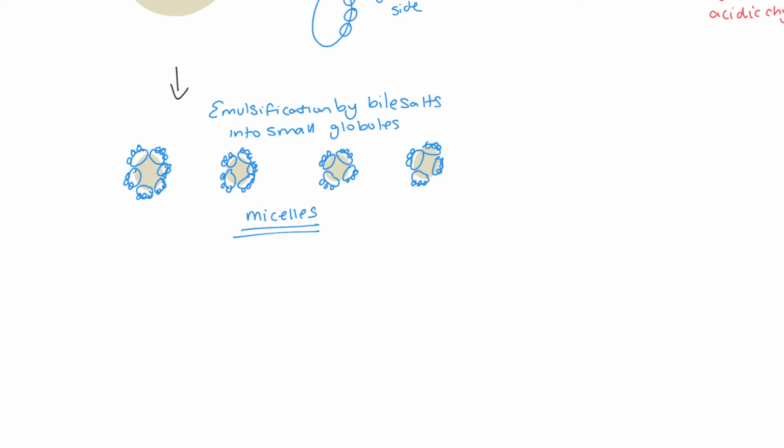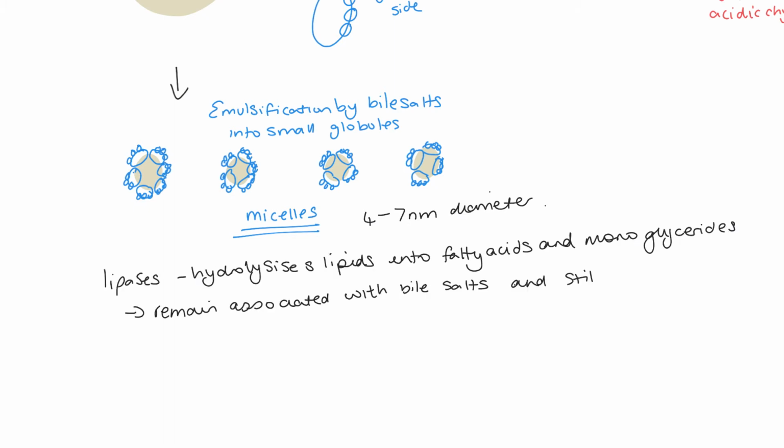At this point, they remain in association with bile salts in this structure called micelles. So this word micelle is both referring to small globules of fat pre-digestion and post-digestion, post-chemical digestion. And each of these micelles at this point after digestion is between about 4 and 7 nanometers in diameter. Now, these micelles are able to transport the monoglycerides and the fatty acids to the epithelial lining of the ileum.